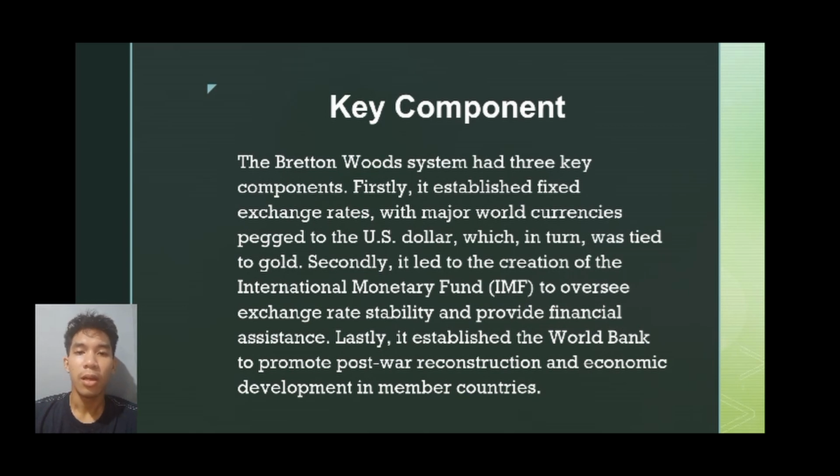Firstly, it established fixed exchange rates with major world currencies pegged to the US dollar, which in turn was tied to gold. Secondly, it led to the creation of the International Monetary Fund to oversee exchange rate stability and provide financial assistance. And lastly, it established the World Bank to promote post-war reconstruction and economic development in member countries.